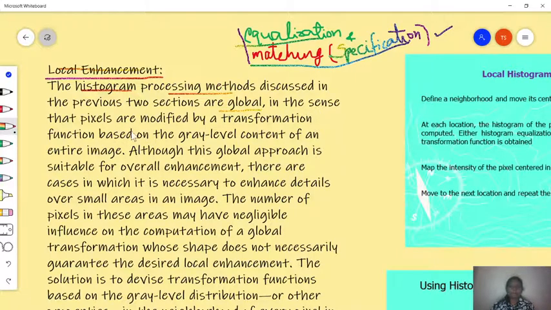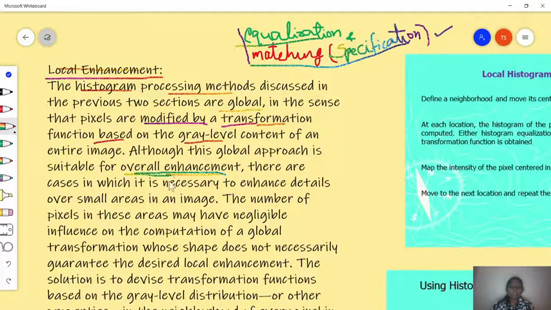And there we modified a transformation function based on the gray levels, right? Based on the gray levels, we modified the image by applying a transformation function within the entire image. And with the global approach, we got overall enhancement, not only upon a certain point, not a certain specific enhancement. We got overall enhancement upon the image.